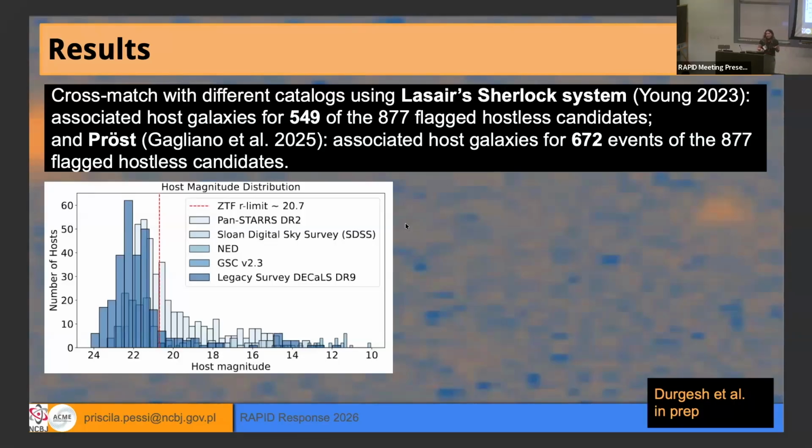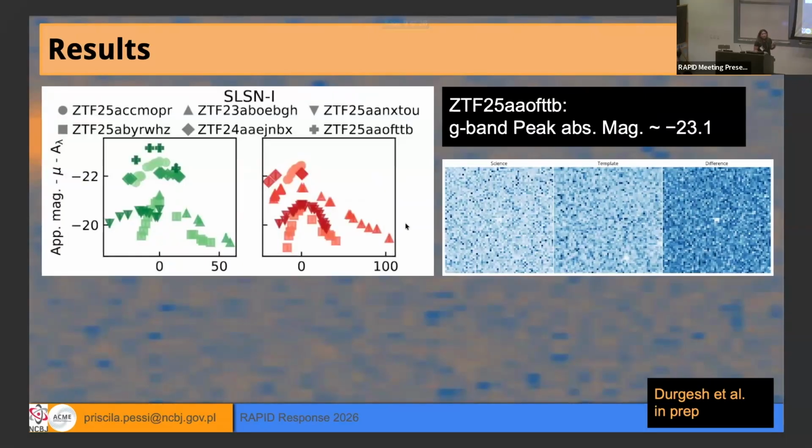And then you can see that this cross-matching flagged a lot of galaxies. A lot of the things that we flagged actually have a host in a catalog. Does it mean that our pipeline doesn't work? Well, I don't think so, because you can see the majority of the found hosts for our flagged hostless candidates are dimmer than the limiting magnitude of ZTF in the r band. You can see this red dashed line here is the ZTF limiting magnitude, and most of our things are way fainter. We do have some brighter hosts that we are trying to understand. And we find many interesting things.